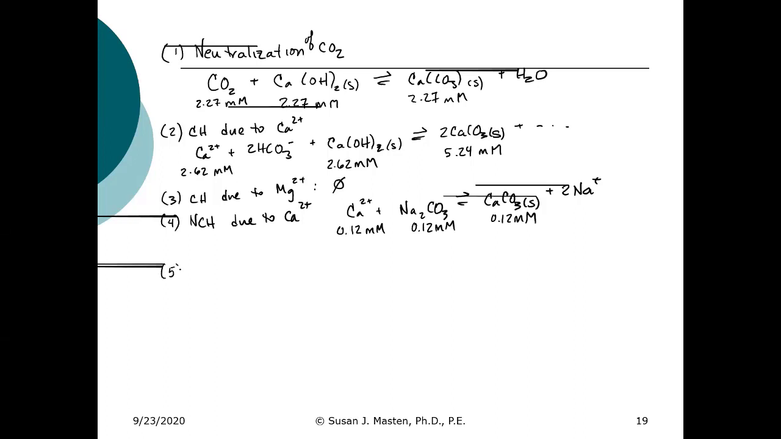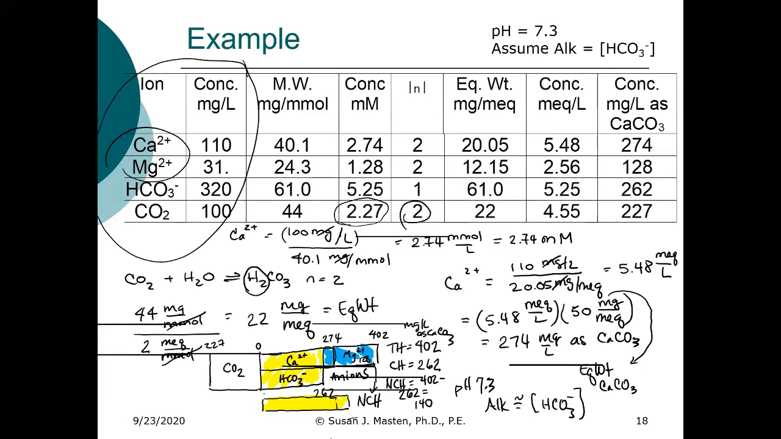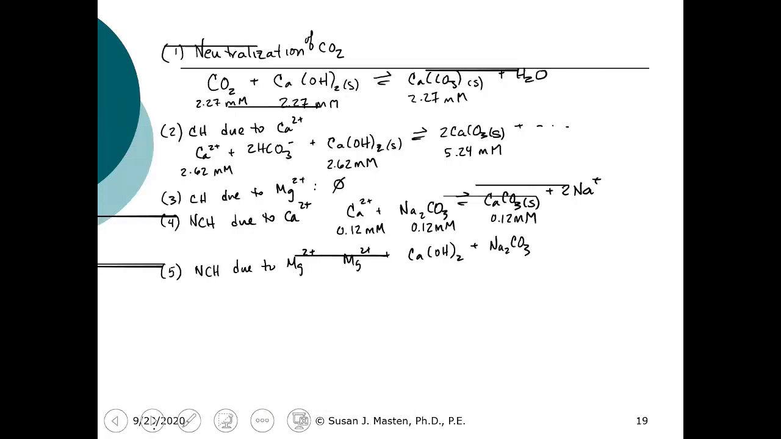If you don't mind, we've got one more reaction and it won't take very long to finish this. The last one we have is non-carbonate hardness due to magnesium. So we have magnesium, and there we're reacting that with lime plus soda ash. And now going back to this, all of our magnesium is due to non-carbonate hardness. So we have here 1.28 millimolar. We need 1.28 millimolar, and we need 1.28 millimolar.